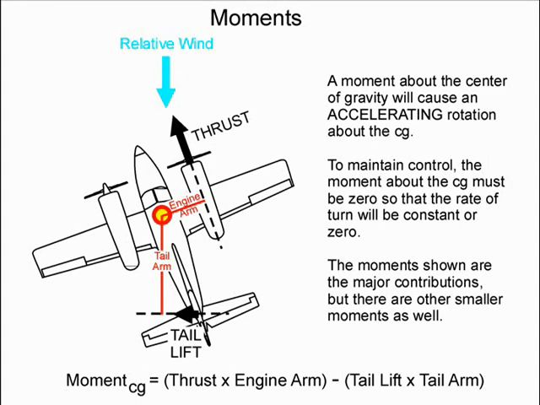In order to maintain control, the moment about the CG must be zero, so that the rate of turn will be constant or zero. The moments shown in this picture are the major contributions, but there are other smaller ones as well. The Yaw Axis Simulator calculates all relevant values.